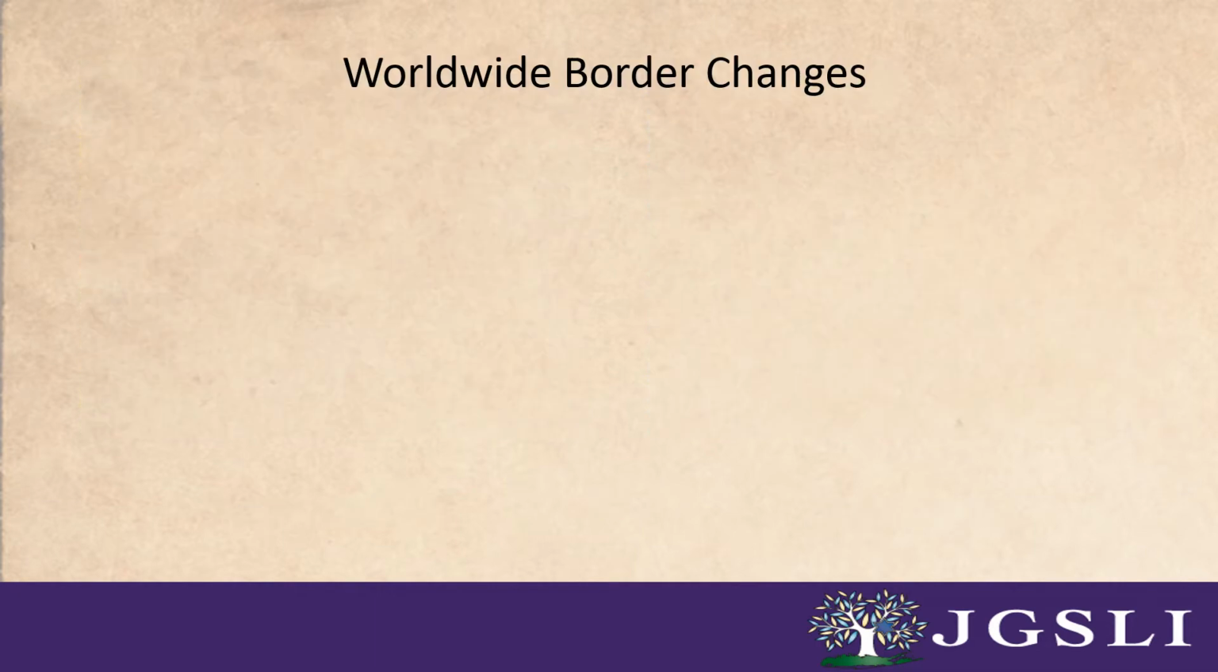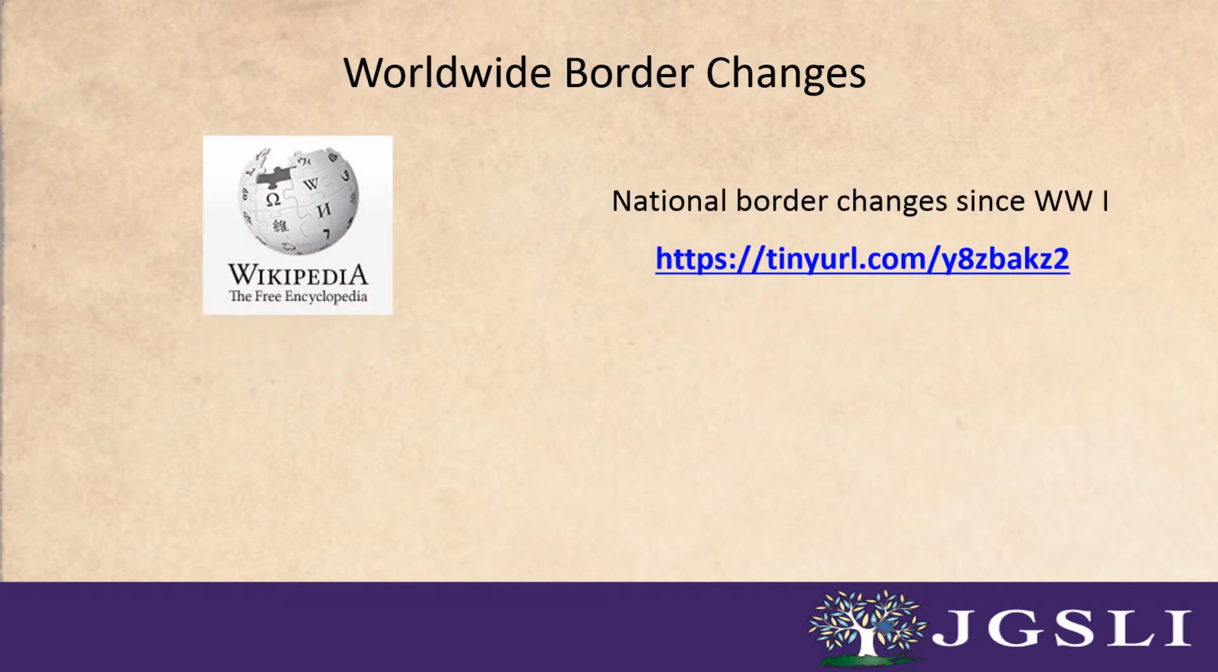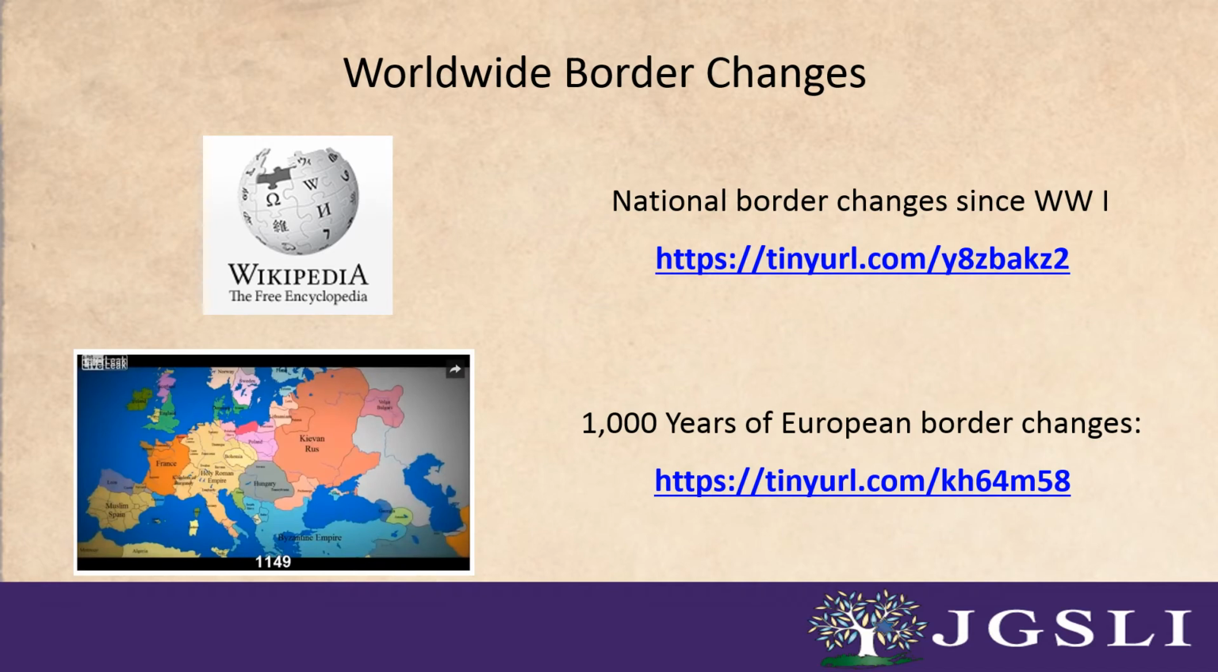Worldwide border changes. Here are two interesting sites that give you the evolution of countries and border changes over the years. The first is a Wikipedia page listing national border changes since World War I. Changes are arranged geographically by continent and then by year. And here's a 3-minute video that covers European country changes over the last 1,000 years. That should be long enough to cover your research.